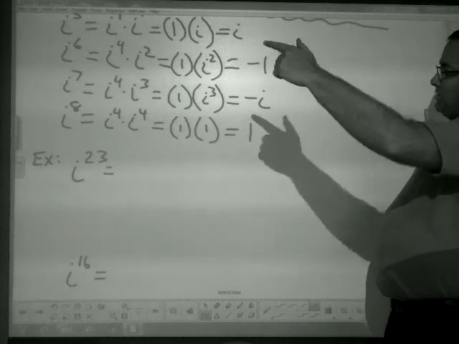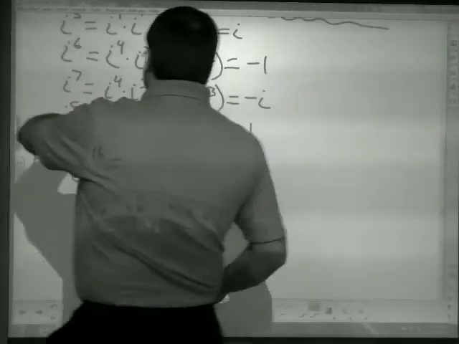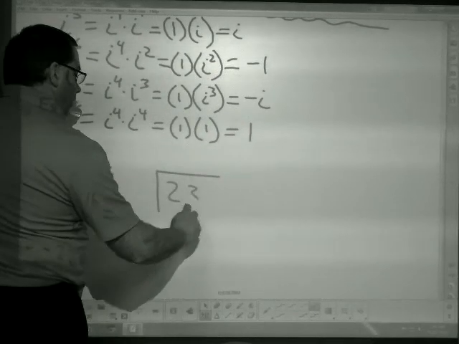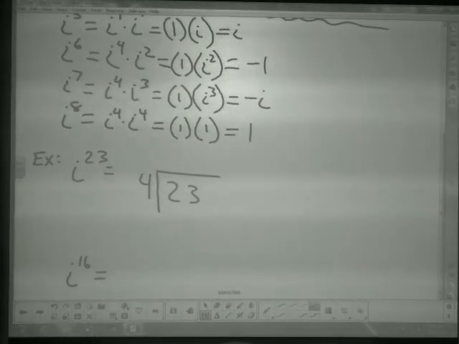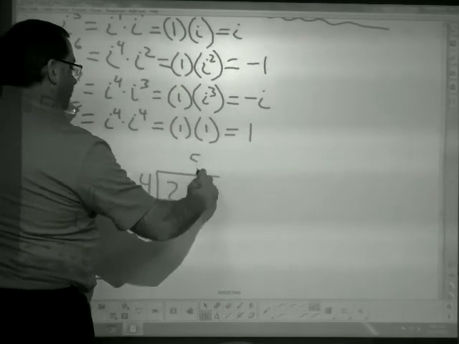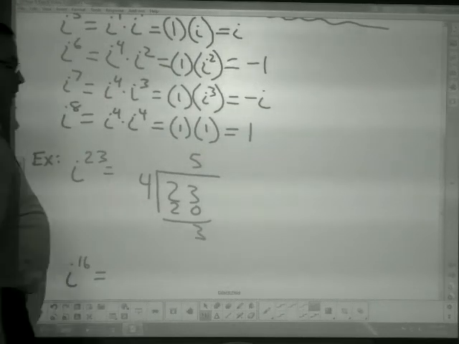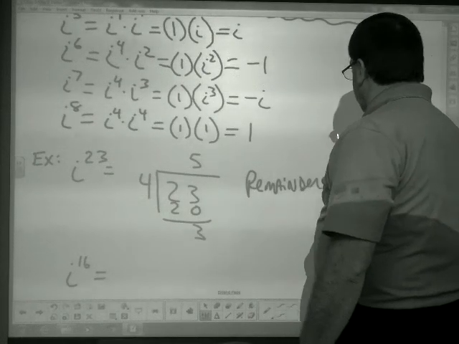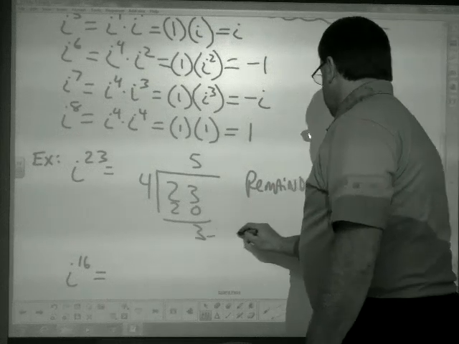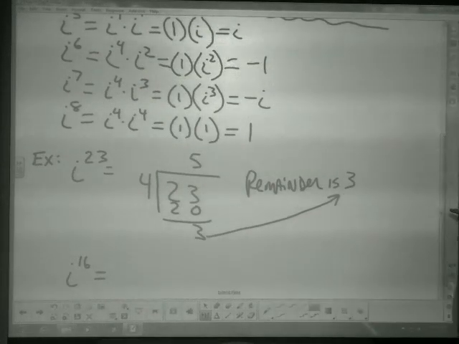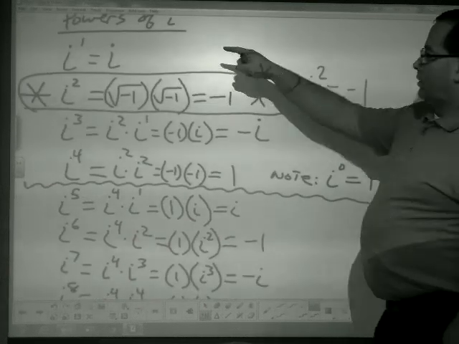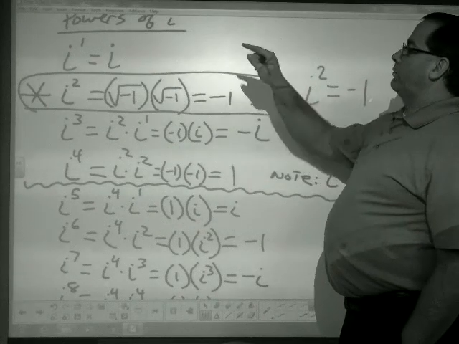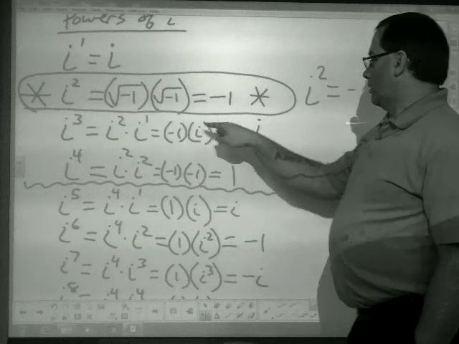Well, if you notice, it's cyclical every 4. So what we're going to do is divide 23 by 4. 4 goes into 23 5 times, since 5 times 4 is 20, with a remainder of 3. That means I went through this cycle 5 times with a remainder of 3. 1, 2, 3 should put me right here at negative i.